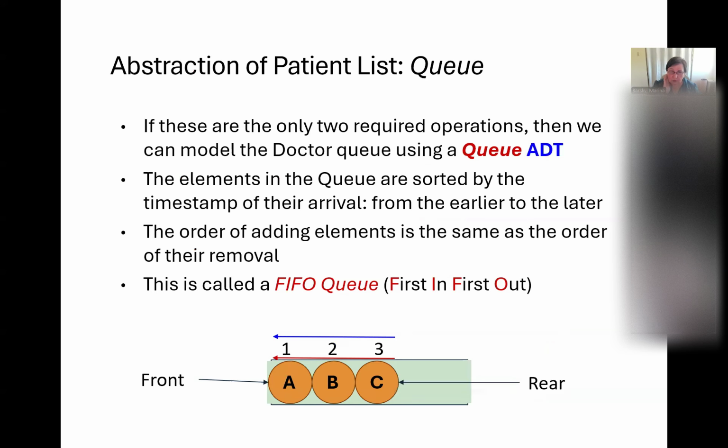If these are the only two required operations, then we can model in our head the doctor queue using abstract data type called queue. The elements in the queue are sorted by the timestamp of their arrival, from the earlier to the later. The order of adding elements is the same as the order of their removal. See, I'm adding at the rear and I'm removing from the front. If A was added first, it's going to be removed first. B added second, going to be removed second, and so on. This idea is called first in, first out queue. FIFO queue. Good.